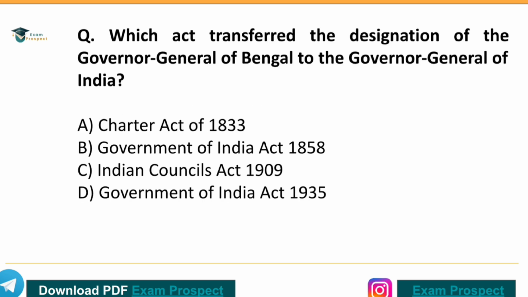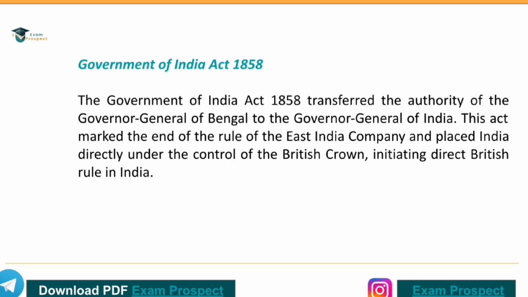Next question. Which act transferred the designation of the Governor General of Bengal to the Governor General of India? Correct answer, option B, Government of India Act 1858. The Government of India Act 1858 transferred the authority of the Governor General of Bengal to the Governor General of India. This act marked the end of the rule of the East India Company and placed India directly under the control of the British Crown, initiating direct British rule in India.